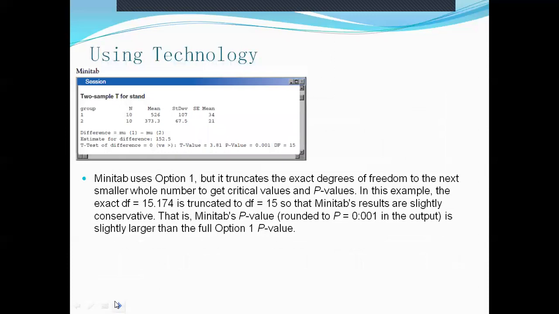Minitab uses option 1, but truncates the exact degrees of freedom to the next smaller whole number to get critical values and p-values. In this example, the exact degrees of freedom, which is 15.174, is truncated to 15, so that Minitab's results are slightly conservative. That is, Minitab's p-value, rounded to p equals 0.001, is slightly larger than the full option 1 p-value.